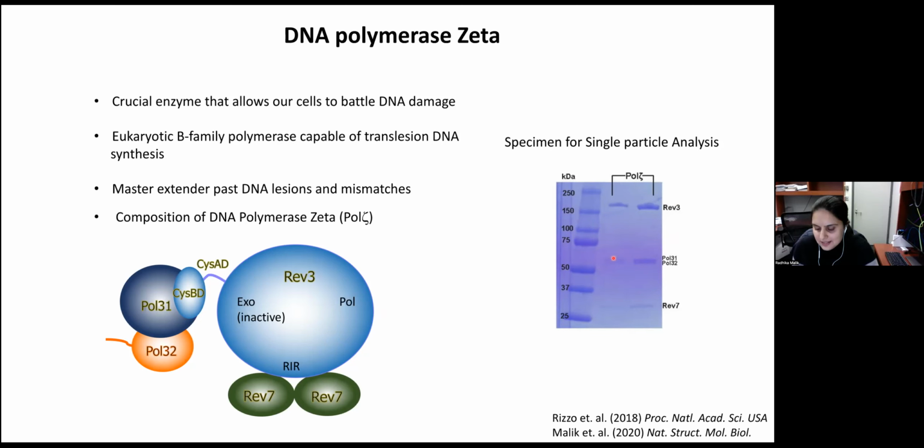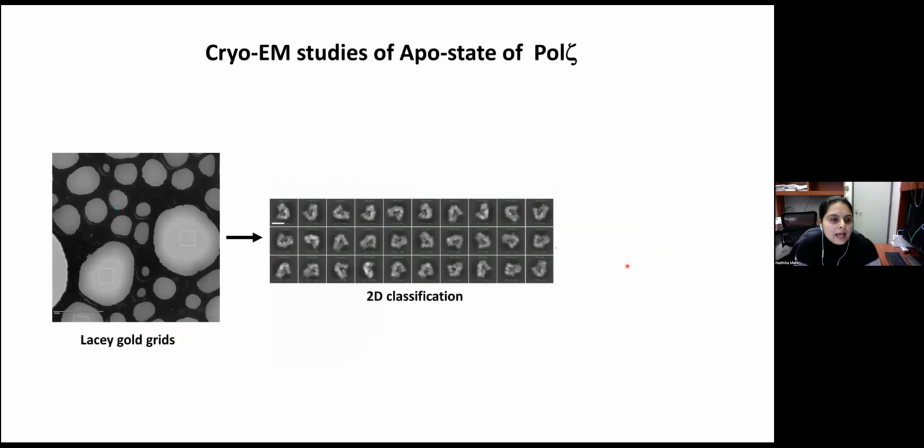So actually, we started off with the sample preparation for the apo state of Polζ, and we used these holey carbon grids. At that time, what we were seeing was that the protein was not going into the holes, but it was sticking to the carbon. So what we did was we started using these lacey gold grids, which enable the protein to go in the holes. And then we basically used these grids to collect data.